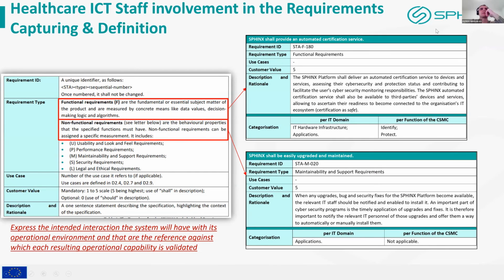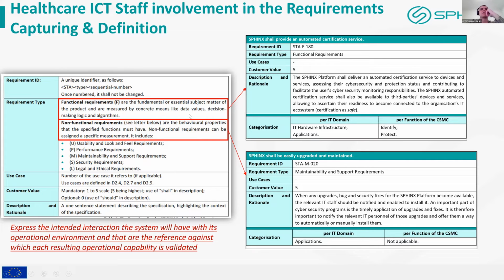In this slide, I give you an example of how we managed to capture and define the requirements following the Polaris methodology. First of all, we had the requirement ID and the requirement type. There are two types of requirements. The first one is the functional requirement, which means that it's a fundamental requirement that shows how the product operates.